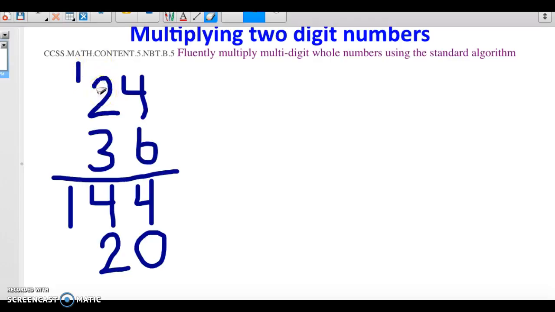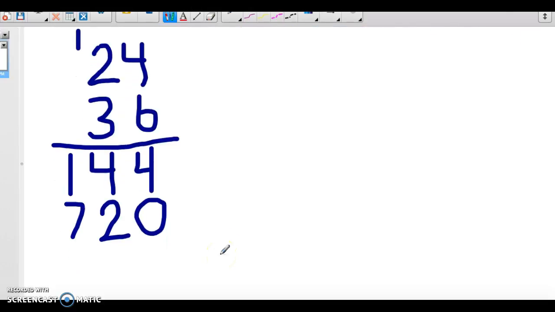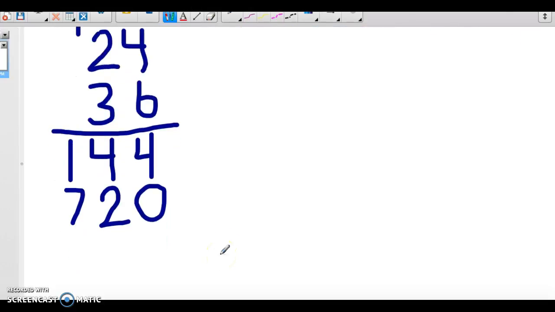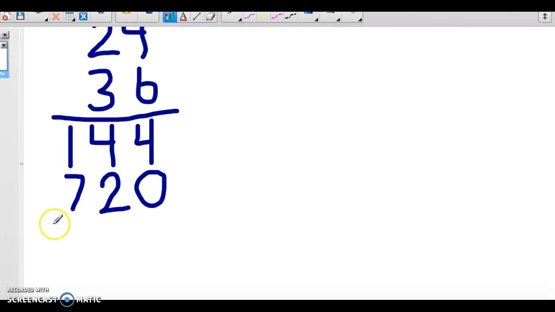The next thing I want to do is multiply the 2 by the 3, which is a 6. And don't forget about this 1 up top, and that will give me a 7. So I just multiplied 24 by 30, which is 720. I then need to scroll down a little bit and draw a line under my last product.